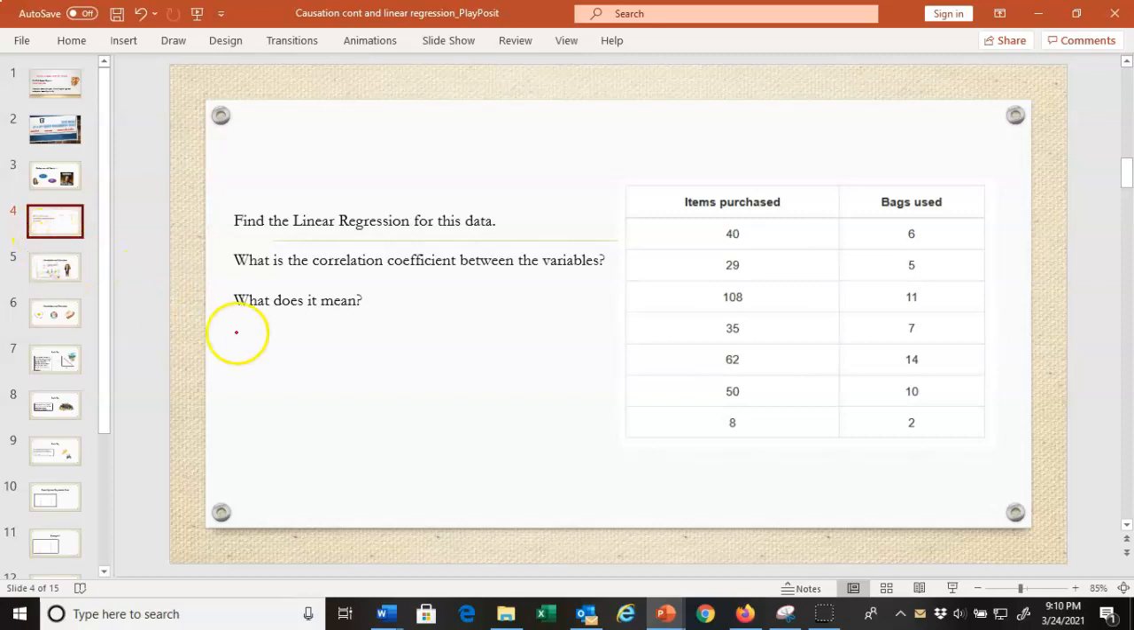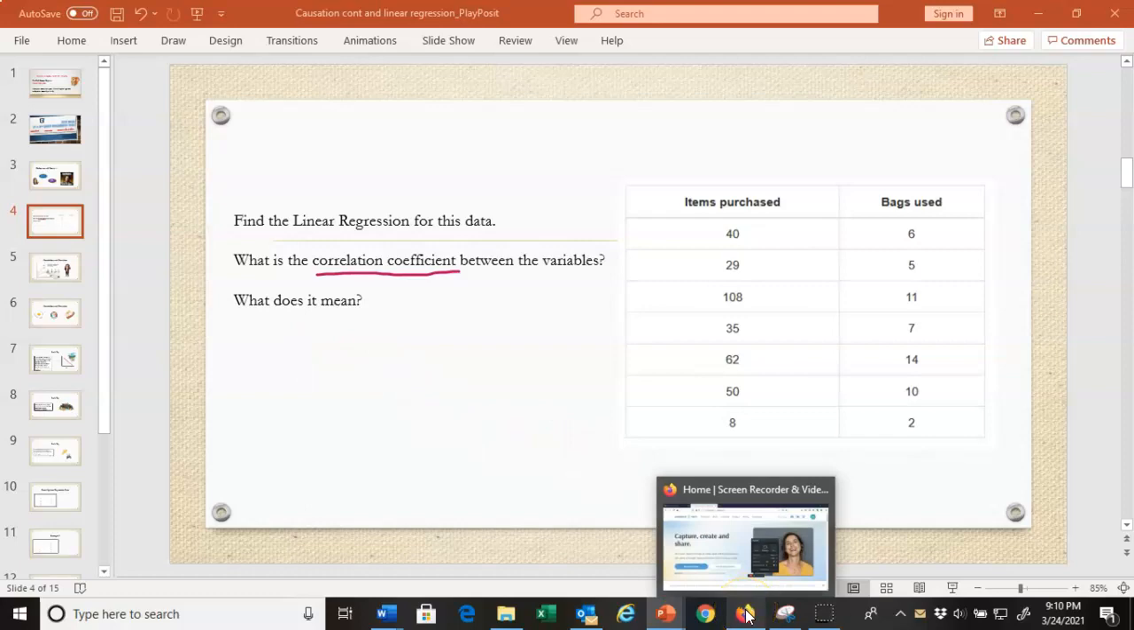So this is from last class, and this was just finding the R value. Remember doing that correlation coefficient. So we're going to review that, and I'm going to switch screens so that way you guys can see me put it in to Desmos for you.